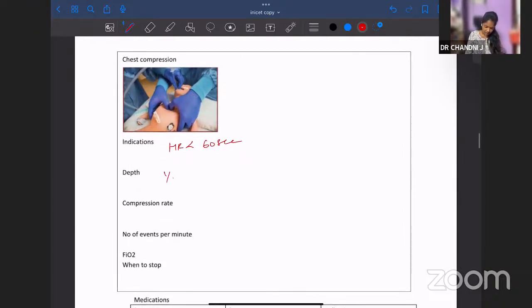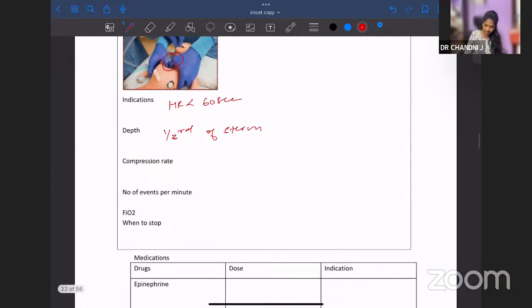What is the depth? At least 1/3 of the sternum should be compressed. You use the 2-thumb technique. Can you see? 2-thumb technique. The compression to breath ratio is 3:1. 1 and 2 and 3 and breathe. That is how: 3 compressions, 1 breath.